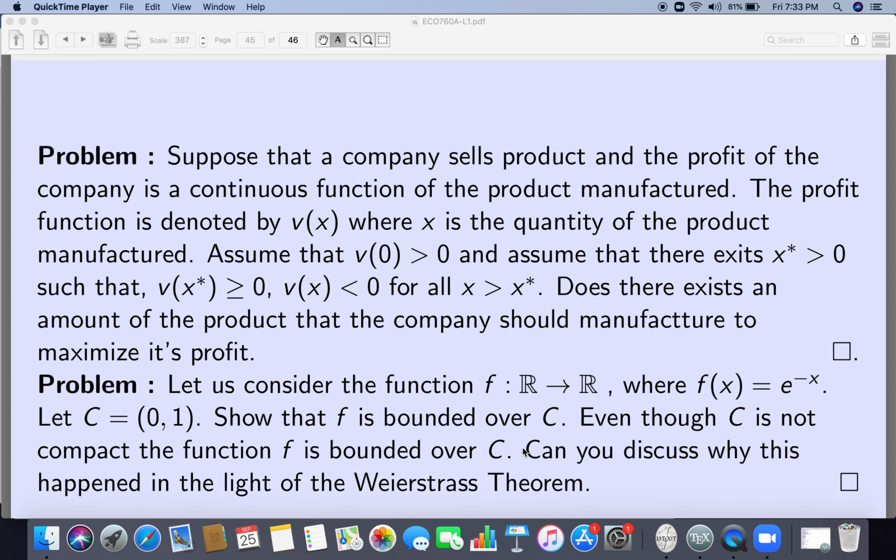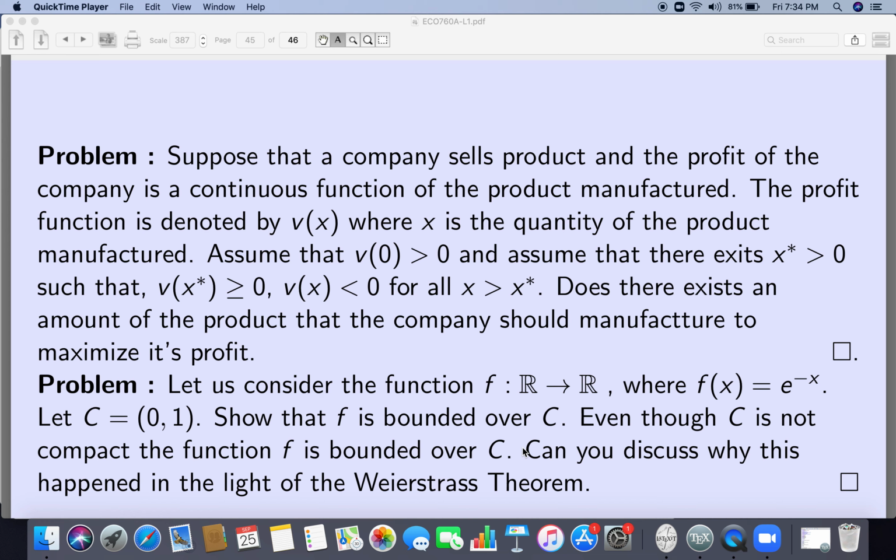So there's kind of an initial endowment: initially you have some money, which can be used for production and all these materials. Assume that there is an x star such that V of x star is greater than or equal to 0, and V of x is strictly less than 0 for all x strictly greater than x star. So once I have produced x star amount of quantity, producing anything more would actually make the product worthless, because my profit would become negative. And if my profit becomes negative, I cannot run an enterprise.